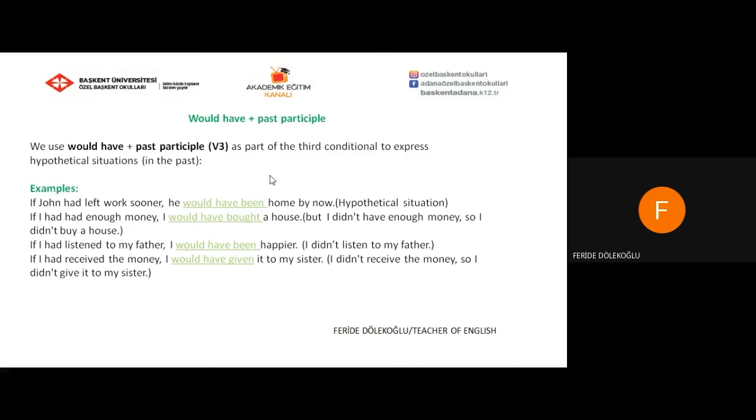If I had had enough money, I would have bought a house. But I didn't have enough money, so I didn't buy a house. I'm talking about a hypothetical situation. If I had listened to my father, I would have been happier. It is obvious that I didn't listen to my father. If I had received the money, I would have given it to my sister. That means I didn't receive the money, so I didn't give it to my sister.